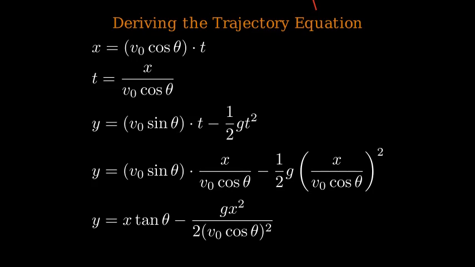Let's visualize how the projectile moves over time. Notice that the horizontal component of velocity remains constant, while the vertical component changes due to gravity. At different times, the projectile is at different positions along the parabolic path. The horizontal position increases linearly with time, while the vertical position first increases and then decreases due to gravity.